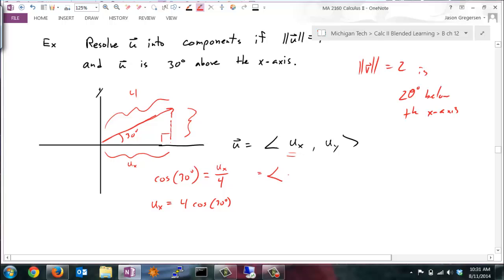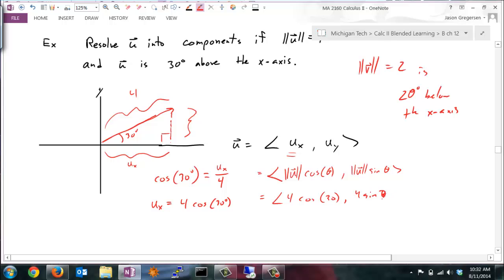Or more generally, 4 is just the length of the vector, and I'm just taking the cosine of that angle. Now what about the y component? What's that expression going to be? What's that formula going to be? Absolutely, just the magnitude of u times the sine of theta. So now we have 4 cosine of 30 degrees, 4 sine of 30 degrees.